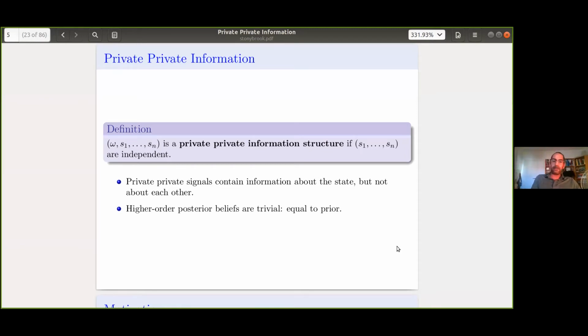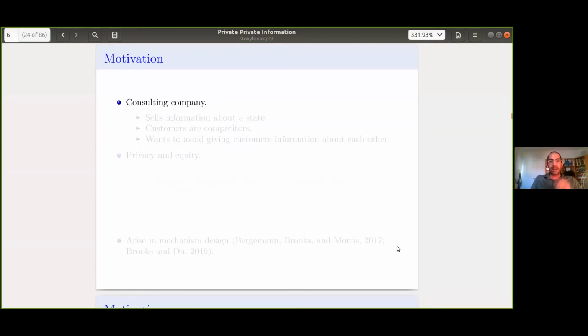Okay, so here's some motivation. The first one is a consulting company that sells information about the state. There's some omega that's interesting to people. The consulting company has information about this and it tries to sell it to different people. But the customers of the consulting company are competitors. They're competing with each other. And the consulting company wants to avoid giving customers information about each other, which would maybe complicate the game or whatever it is that they do next. So the consulting company sort of guarantees, when you buy information from it, that nobody else knows anything about the information that you have.